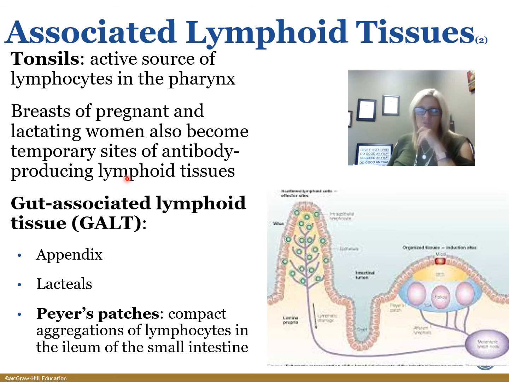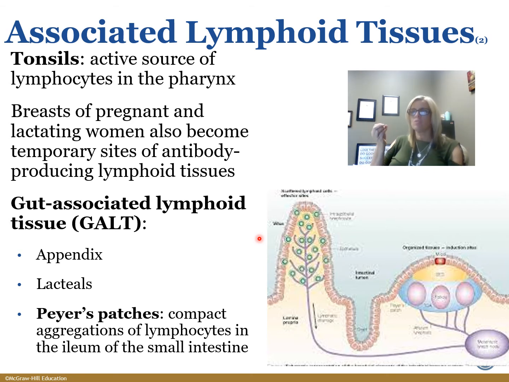So we have some other lymphoid tissues here, the tonsils. This is an active source of lymphocytes in the pharynx. People tend to think that the tonsils have no function, or we were kind of taught that at one point, but they actually do. Pregnant women, if they are lactating or producing milk, their breasts also become a temporary site of antibody-producing lymphoid tissue. The appendix, basically the same as the tonsils, except it doesn't feed the pharynx. It's going to, though, be an active source of lymphocytes.